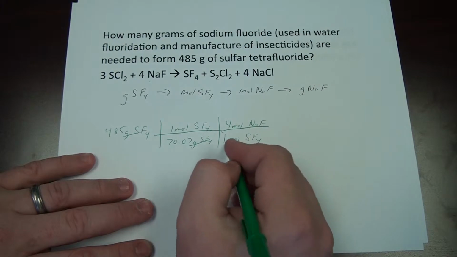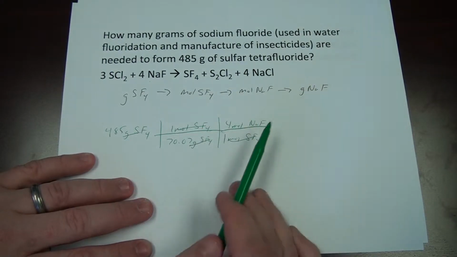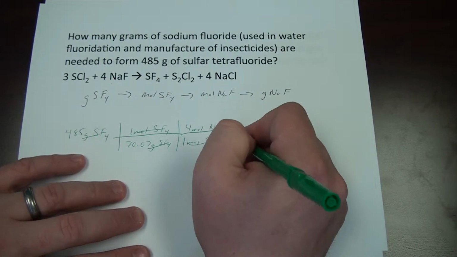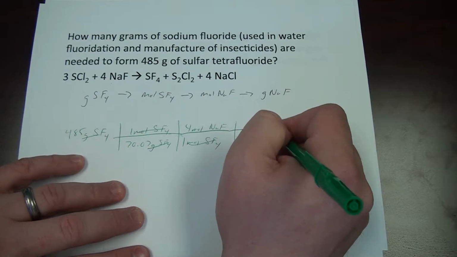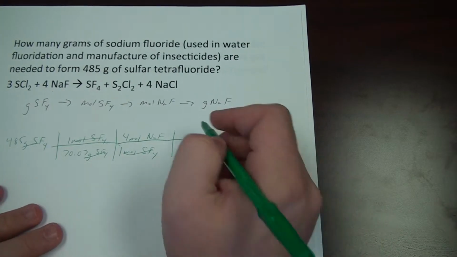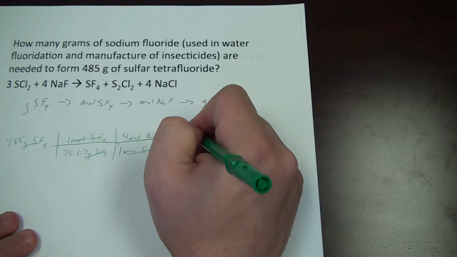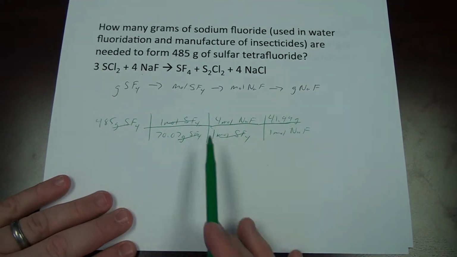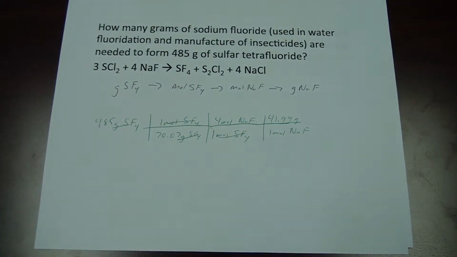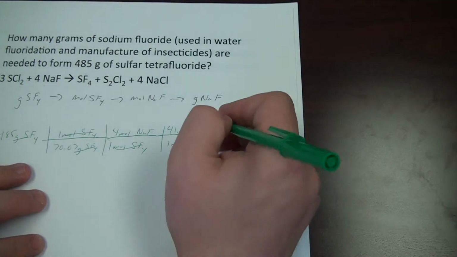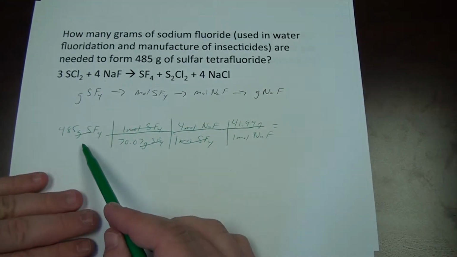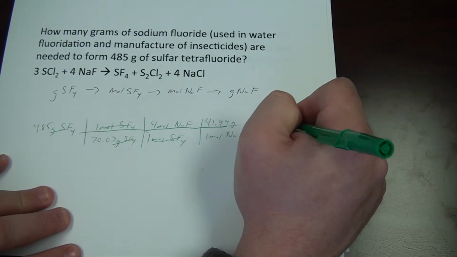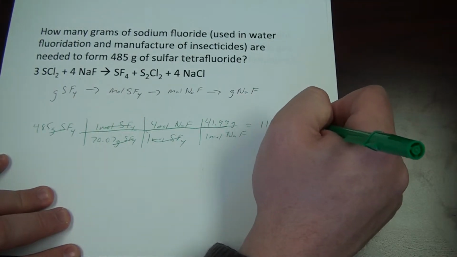The answer asks us to calculate grams, so then we have to go through the molar mass again. For every 1 mole of sodium fluoride, we have a mass of 41.99 grams. Again, this mass and this mass we get from the molar mass from the periodic table. And if we do this, multiply everything on top, divide everything on bottom, we get 1162.6 grams of sodium fluoride.